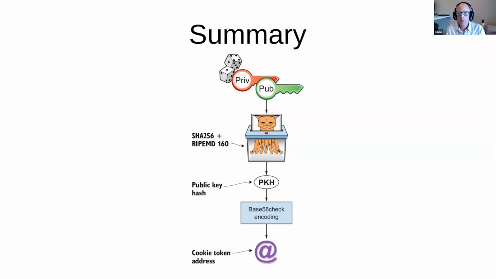So to summarize addresses, we start by creating a private key using a random number generator. From that, we generate a public key through a public key derivation. Then we hash this public key through SHA-256 and then RIPEMD-160 to get a public key hash. And then we base 58 check encode that public key hash into the final address that you can give to a payer.